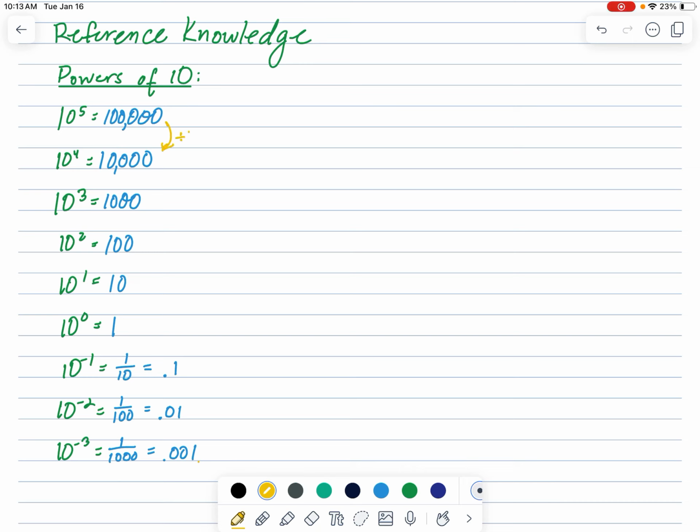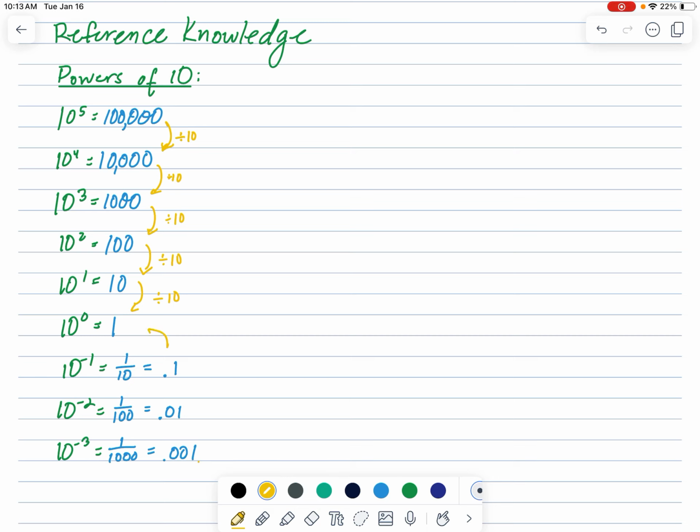If we divide each of these by 10, if we divide 100,000 by 10, we get 10,000. If we divide 10,000 by 10, we get 1,000. If we divide 1,000 by 10, we get 100. 100 divided by 10 is 10. 10 divided by 10 is 1. And this is where it gets helpful. Remembering that 10 to the 0 power is 1 because 10 to the first power divided by 10 is 1.